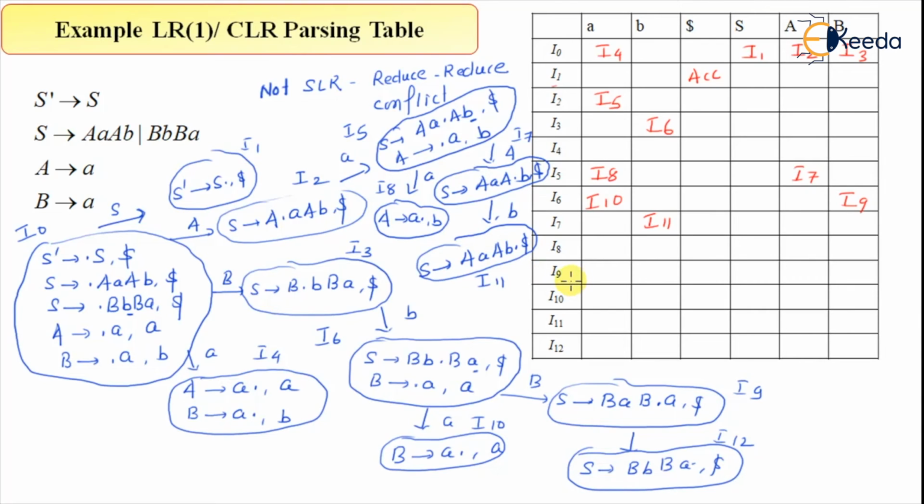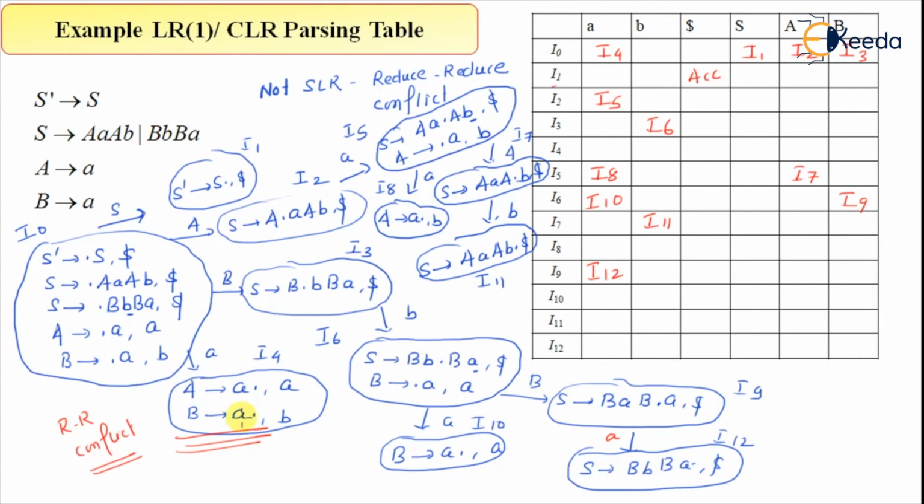I9 on input A goes to the state I12. So we are done with the shift entries. I10 is a reduce entry, I11 is a reduce entry, I12 is a reduce entry. Now the most important entry in this case is the I4 state, and that caused a problem: that conflict was an RR conflict.